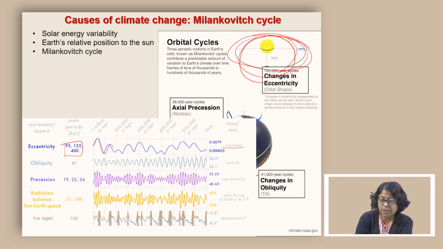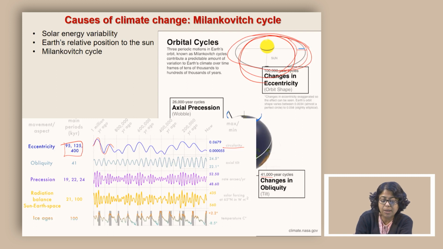Obliquity on the other hand, as we said that it is going to have a 41,000 years periodicity, we are going to see a change something like this, and it has a relatively small change in terms of the magnitude and also in terms of how frequently it is appearing.